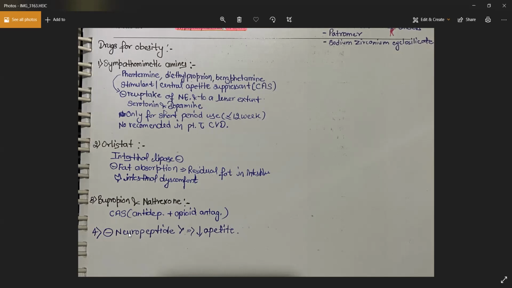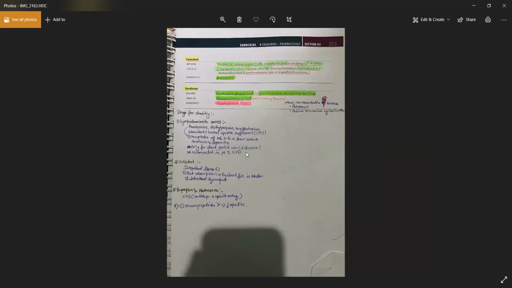And the fourth one are the inhibitors of neuropeptide Y. If you guys remember, neuropeptide Y actually causes an increase in appetite. If you inhibit neuropeptide Y, it can cause loss of appetite also. So these are the agents which are useful for obesity.